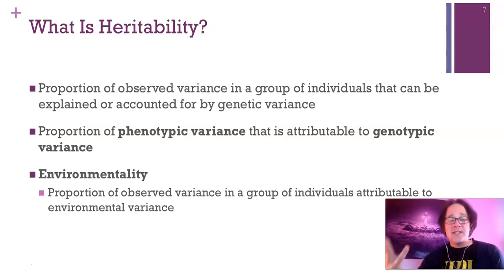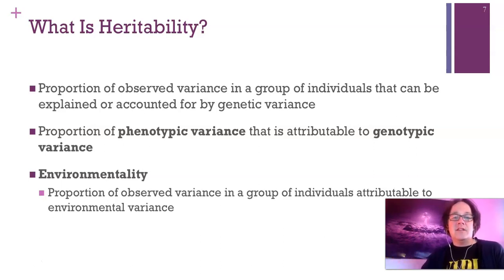But that's where this notion of environmentality comes into play. Environmentality is the proportion of observed variance in a group, or that phenotypic variance, that is attributable to environmental variance. So if something is 50% genetic, let's say, the other half is going to be due to environmentality, right? Either way, those two are going to have to add up to 100%. So we could also think about environmentality in terms of the environmental contribution to that phenotypic variance, to that observed difference that we see. How much of it is being caused by the environment.